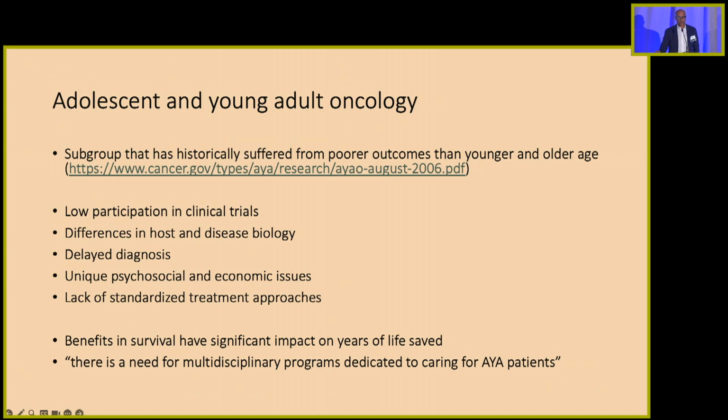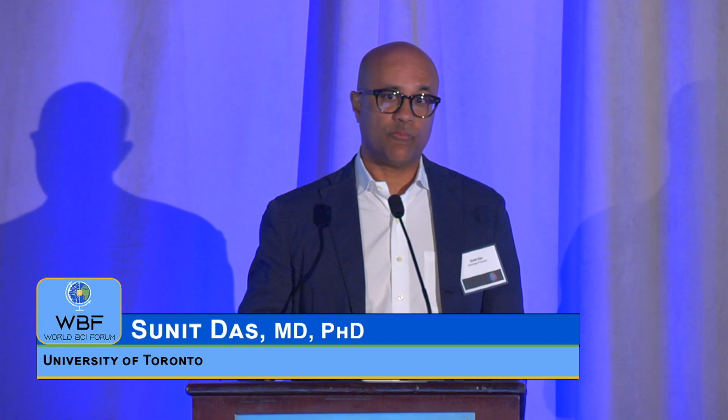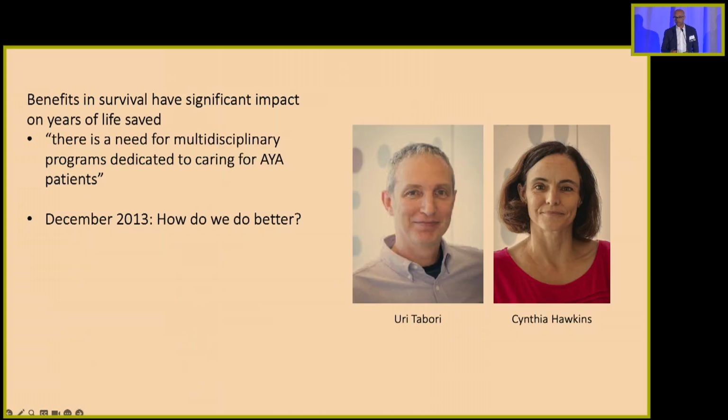These are teenagers, young adults. We may be suffering from delayed diagnosis in these patients. They really are dealing with unique psychosocial and economic issues. And again, because we don't have trials that focus on these patients, we lack standardized treatment approaches. And yet it's a group for whom benefits and survival are really substantial, right? These are young people who have a lot of life to live. And this is from the NIH, when sadly the NIH existed and meant something. There's a need for multidisciplinary programs that are dedicated to caring for AYA patients.